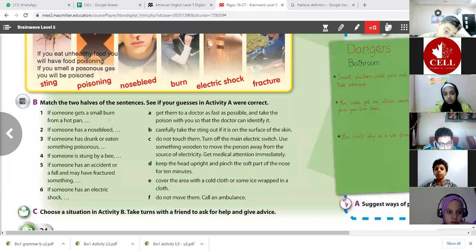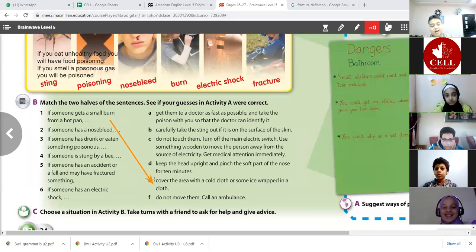If someone gets a small burn, cover the area with a cold cloth. Sorry, I got confused. Okay, so if someone gets a small burn from a hot pan, cover the area with a cold cloth, or some ice wrapped in a cloth.